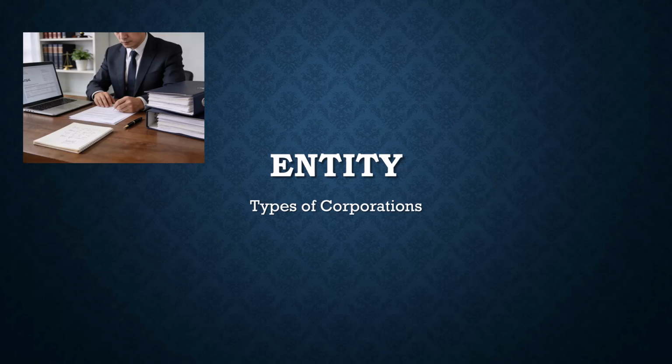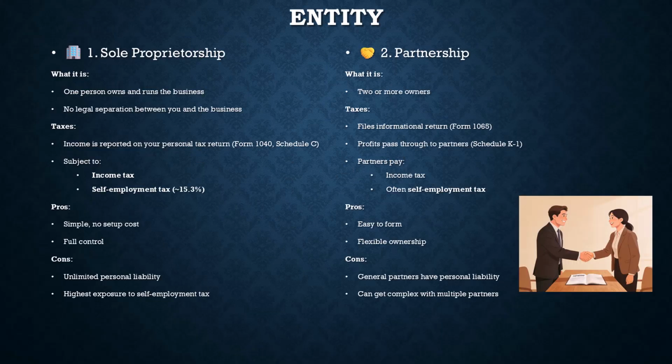And today we're going to talk about entities, specifically types of corporate entities. So let's first start with the most simple one, the sole proprietor. What it is, it's basically one person and they run their own business. There is no legal separation between you and the business.